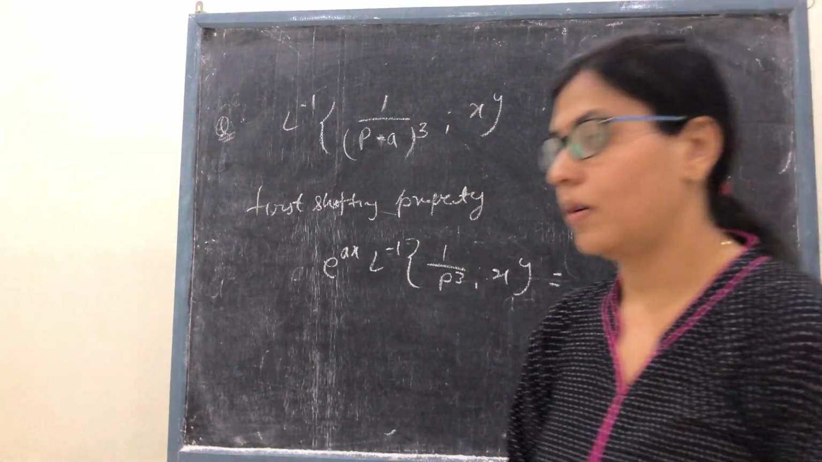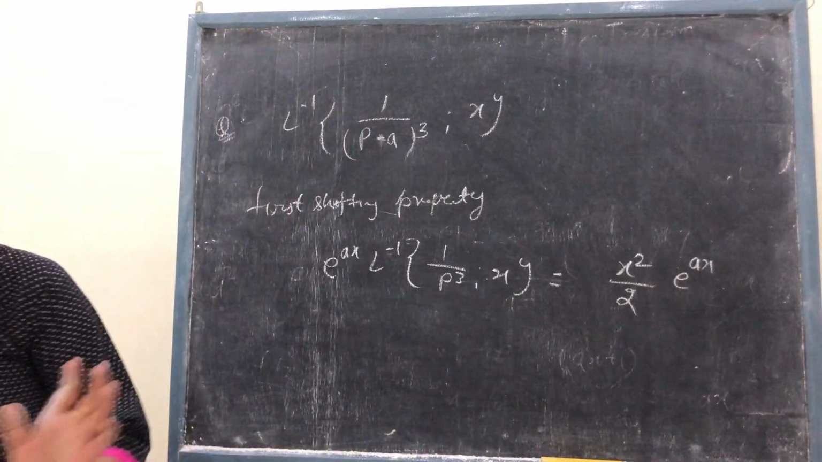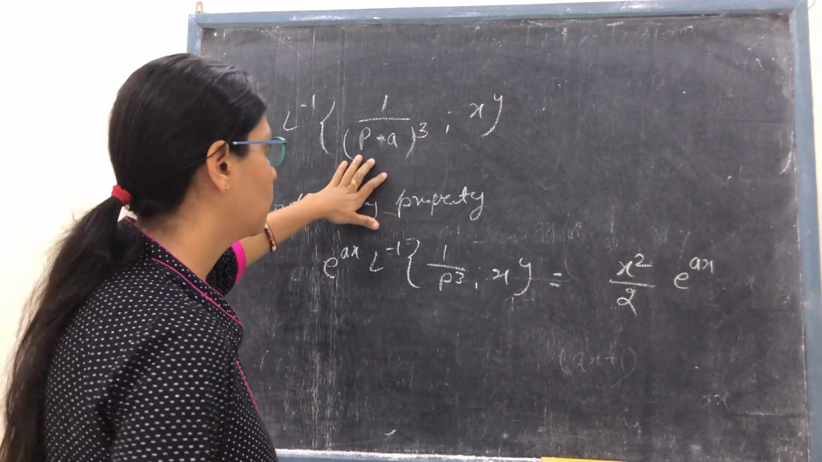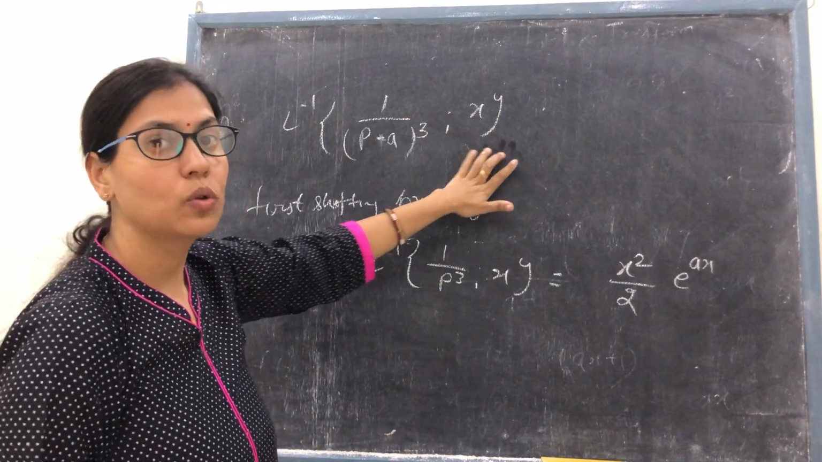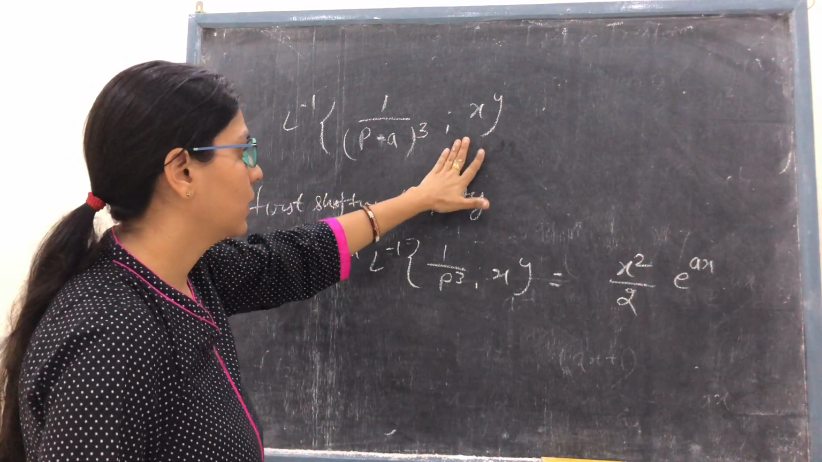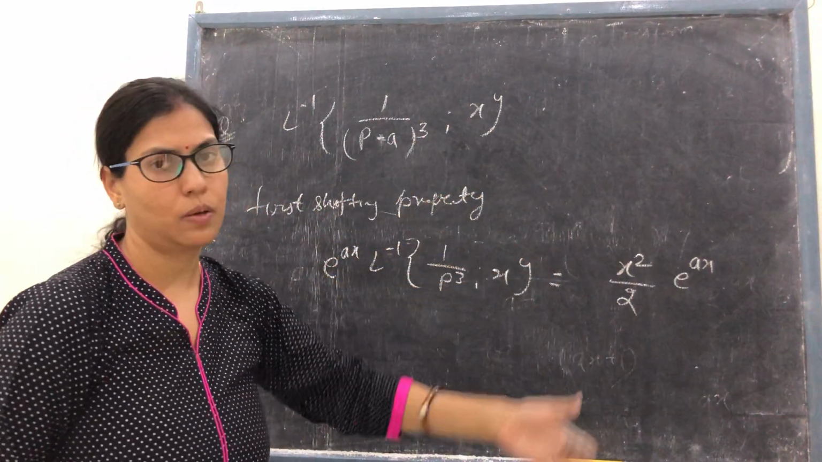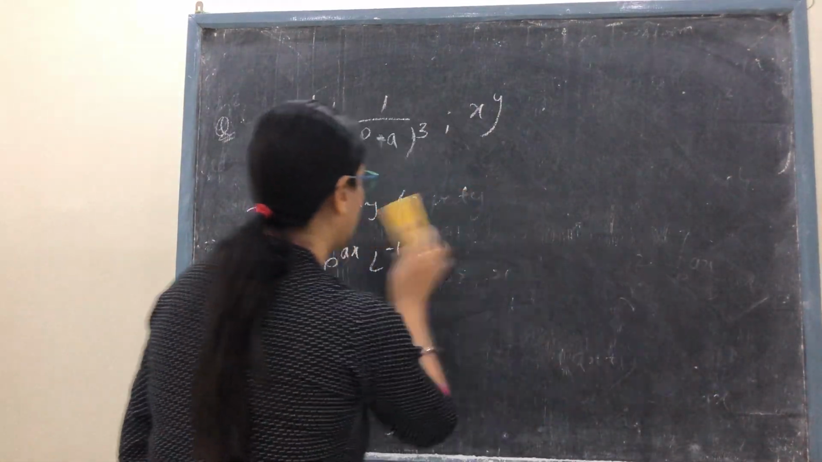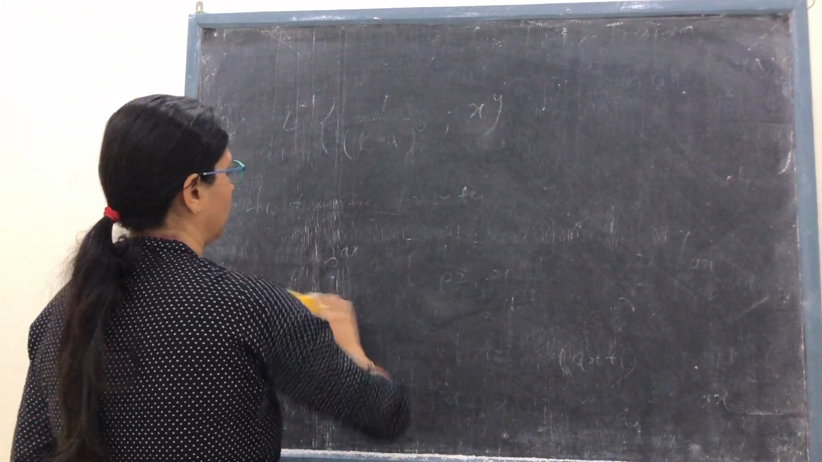So in the exam, if it is said that you have to solve this using the derivative method, then you have to apply only the derivative method. If no method is mentioned, then you can solve it using the first shifting property. This depends on you. There are several methods for solving the inverse Laplace transformation.